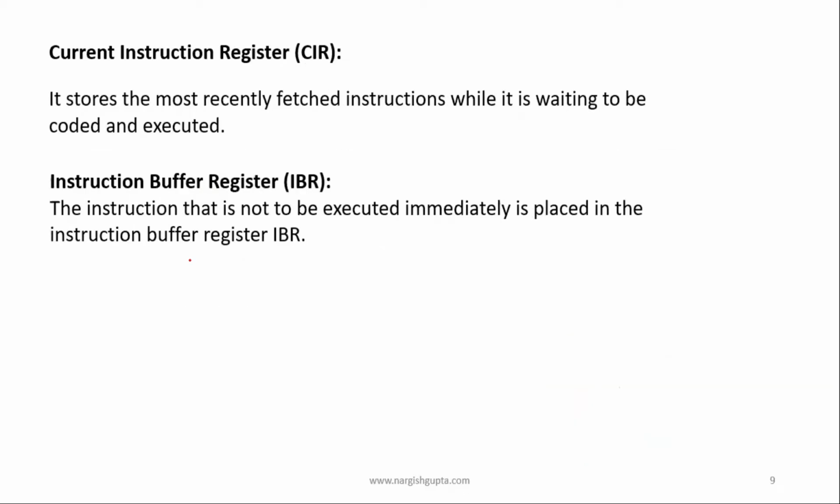Then we have current instruction register. It stores the most recently fetched instruction while it is waiting to be decoded and executed. Next we have the instruction buffer register. It holds the instruction that is not to be executed immediately, like whenever we need buffering while executing our instructions, we will use this instruction buffer register.